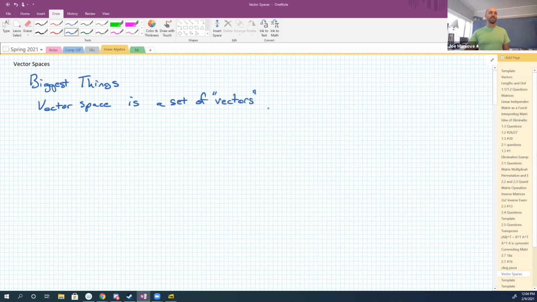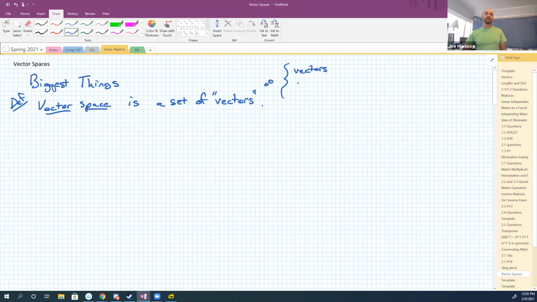Now, when we're saying that these are vectors, what I really just mean is there's a set of things that we're going to call vectors. Okay? They don't have to look like regular vectors. They can look like other things. So sometimes those vectors are vectors. Right? So my primary example of vectors is vectors. That should not come as a huge surprise.